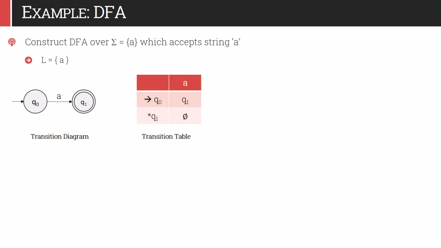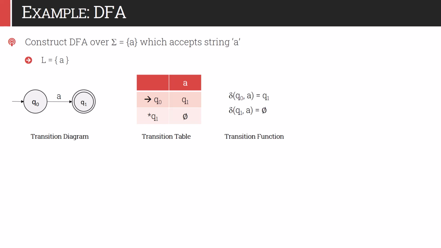Equivalently, we can also draw a transition table for that. So this DFA contains two states, so there will be two rows in the table, and there is only one alphabet in sigma, so there will be one column for that input symbol A. From Q0, if we read A, then we go to Q1. And from Q1, if we read A, then we are not going anywhere, so that's phi, or we can say it's a dead state. Q0 is the initial state, so we put an arrow in front of it. Q1 is the final state, so we denote it by a star.